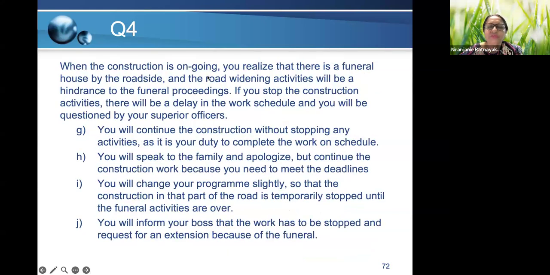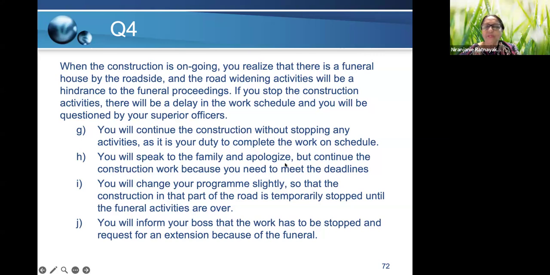When the construction is ongoing, you realize that there is a funeral house by the roadside and the road widening activities will be a hindrance to the funeral proceedings. If you stop the construction activities, there will be a delay in the work schedule and you will be questioned by your superior officers. You will continue the construction without stopping any activities as it is your duty to complete the work on schedule.